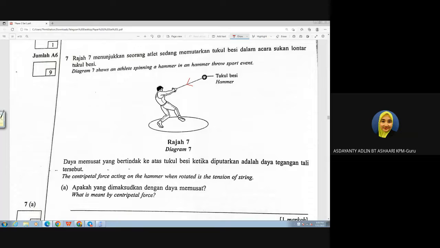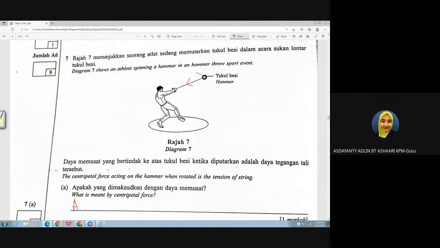Okay, kita tahu centripetal force is the force that makes this hammer always in a circular path. Dia akan berpusing kan? Turns with direction which is always towards the center of this man. Okay, tapi dia bukan tulis man lah. Kalau tanya centripetal, center of curvature.